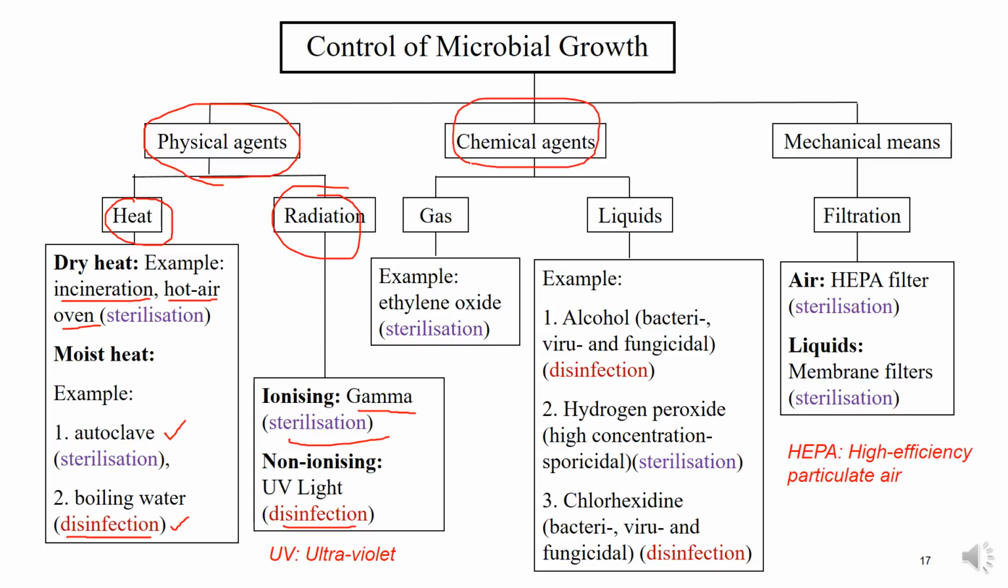Next, we have the chemical agents. Gas, we have ethylene oxide. It can be used for sterilization. It gets rid of all microorganisms, including endospores and viruses. Then liquid chemical agents. We have hydrogen peroxide at a high concentration. It can be used for sterilization. And then we have alcohol and chlorhexidine, which are disinfection methods.